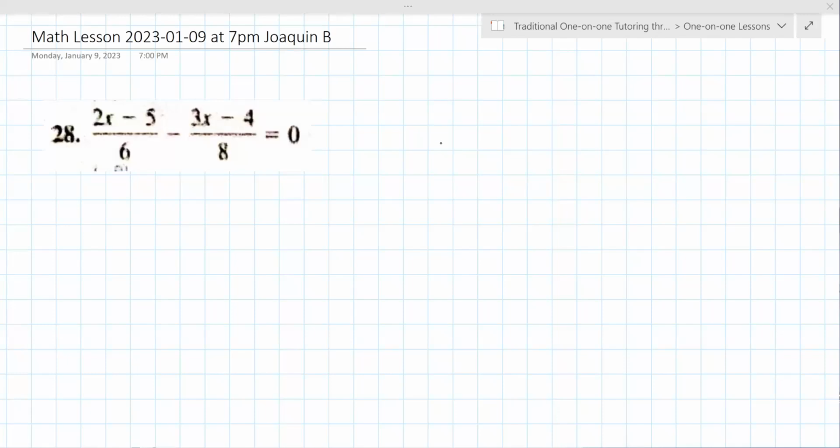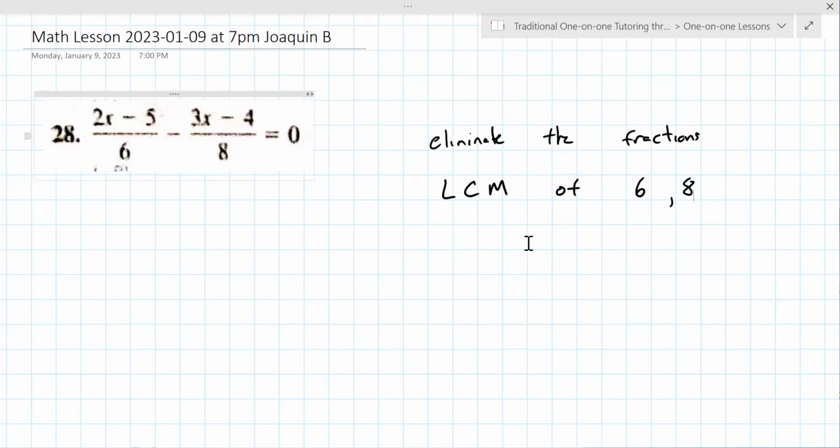You want to eliminate the fractions. So you're looking for the least common multiple of 6 and 8. The reason is the least common multiple, you don't have to do an extra division later on. If you don't know the least common multiple or you don't want to figure it out, you just multiply 6 times 8 and get 48. But that is not the least common multiple in this problem. Sometimes it is, but not in this problem.